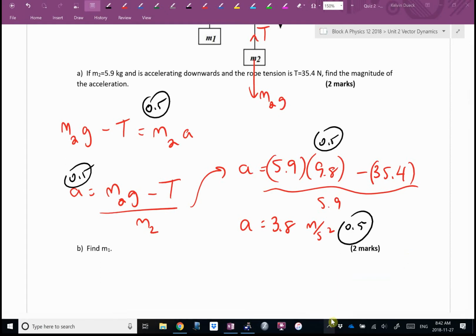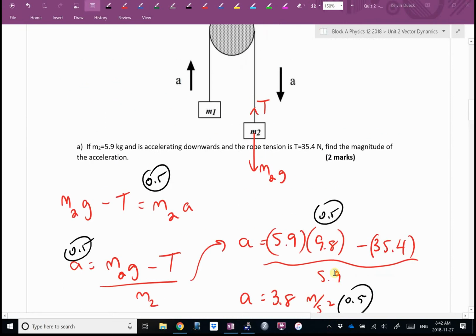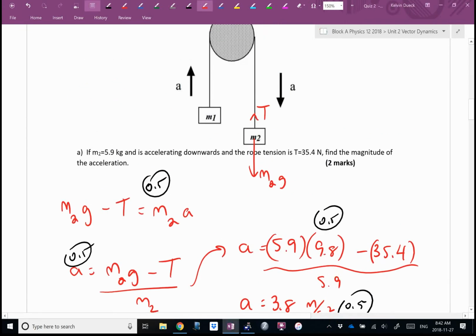Find mystery mass M1. This is a job for a free body diagram for M1. On M1, I'm going to have M1G and tension. I should point out on your test, there will be a written question where, for 4 marks, I ask you to draw a free body diagram. It'll be a fairly intense one.